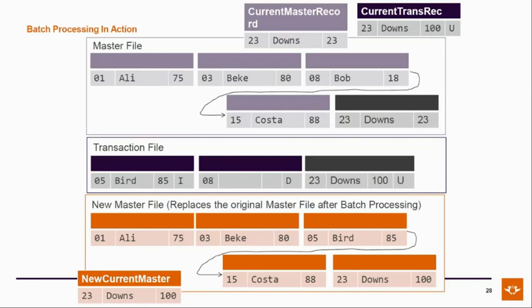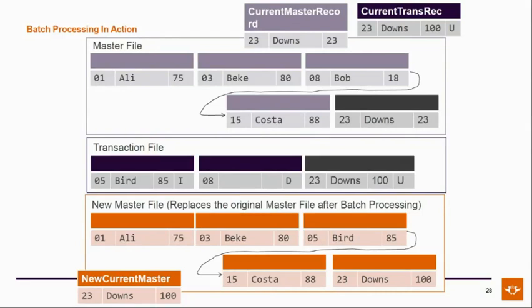No. So we move from 15, the transactional file, which is, let's see, 23 in the transactional file. So we take 15, we move it to the new master. We still have 23 in the transactional. We read the transactional file again. For the master file again, we have 23 downs. We look at the transactional file, we have 23 downs.